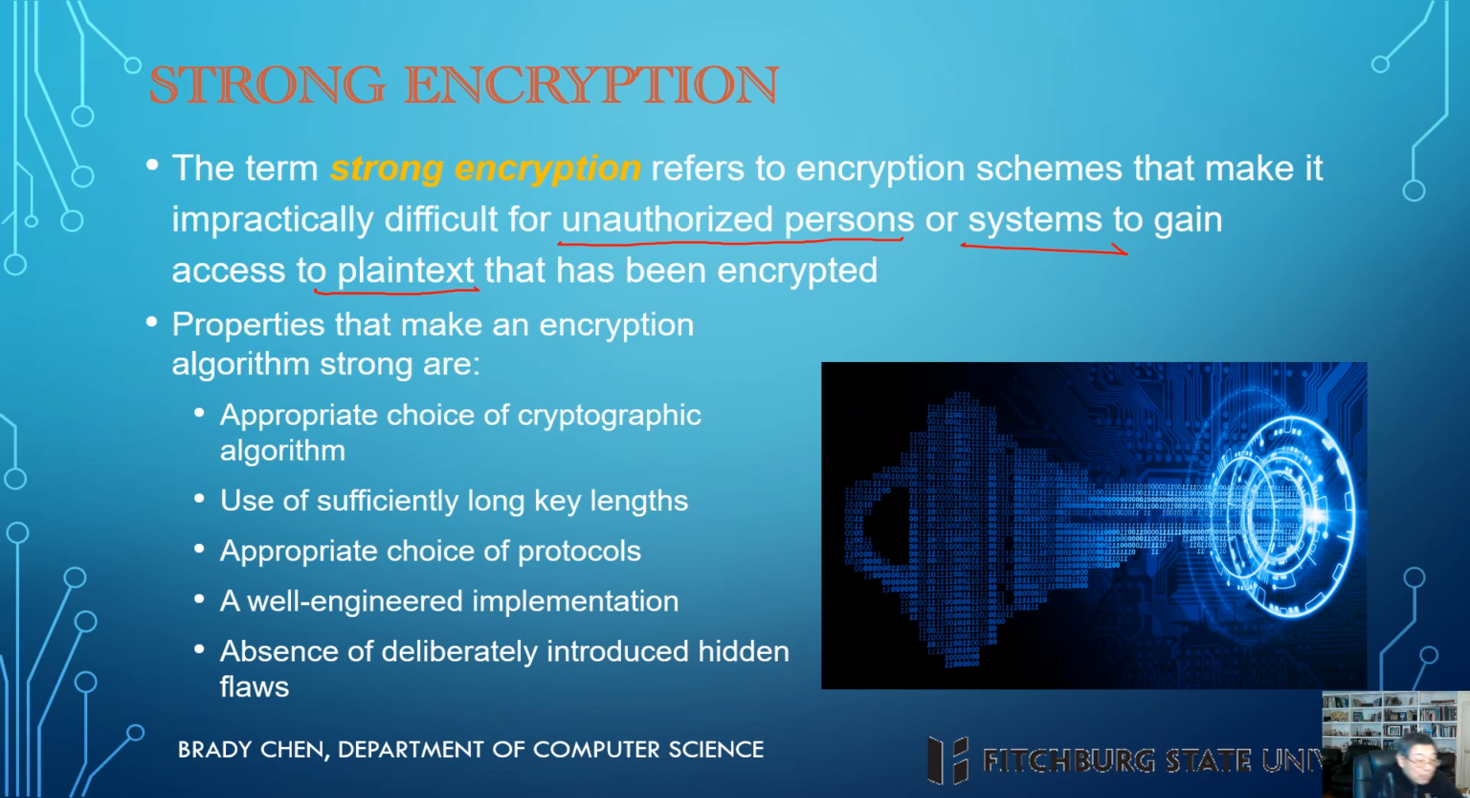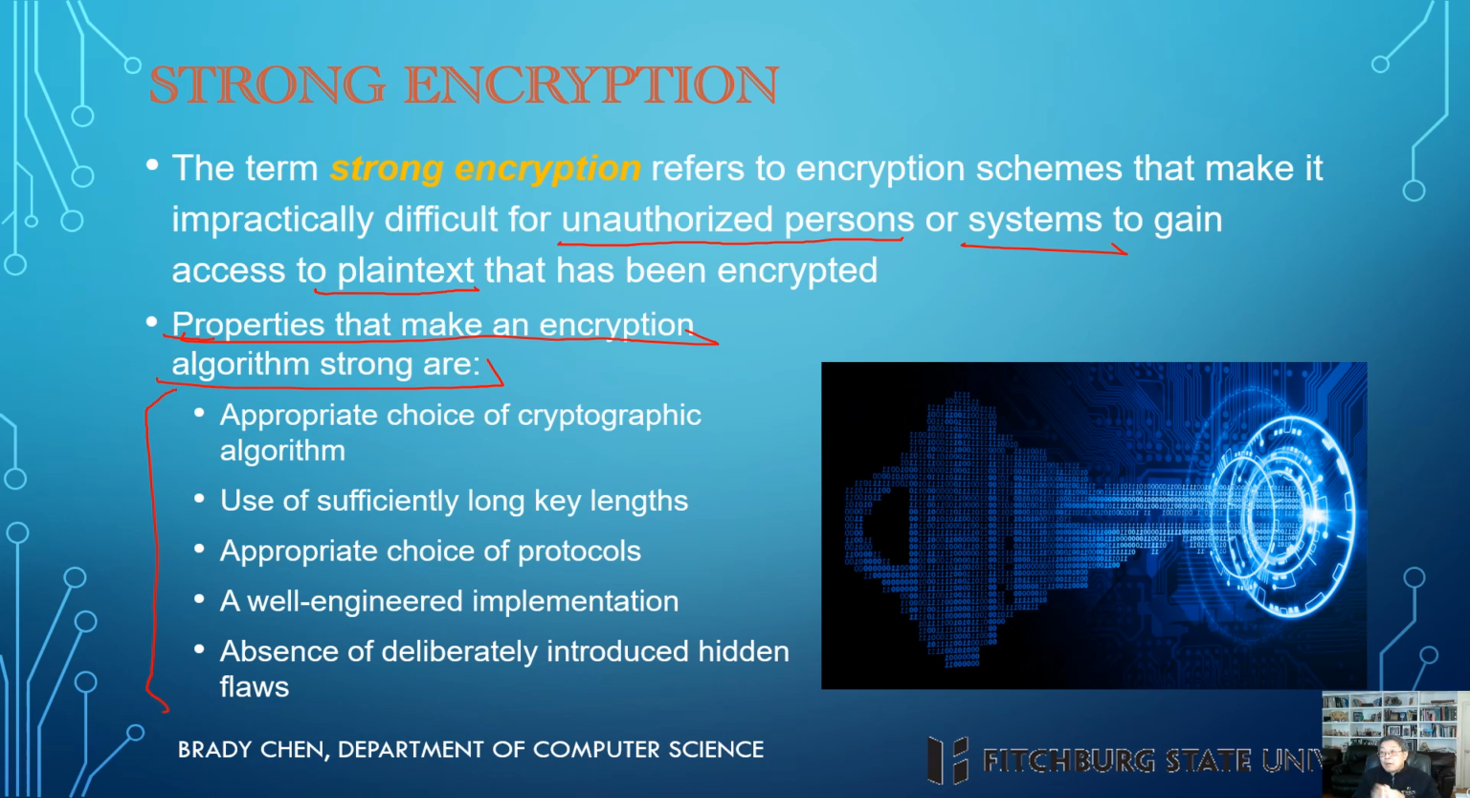Now here are the properties that make an encryption algorithm strong. Okay. Now I'm not going to spend much time discussing these because this is not the main focus for this course. One of the properties is the appropriate choice of a cryptographic algorithm. We have to choose the algorithm very carefully to make the encryption strong. Now the second one is to use a sufficiently long key length.